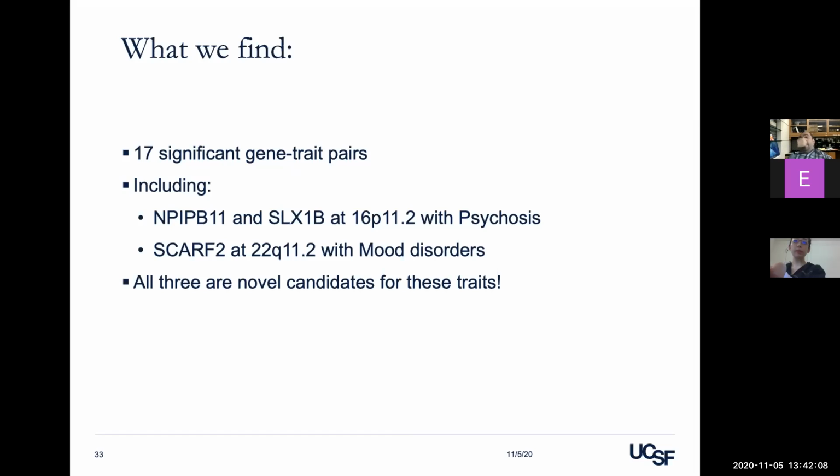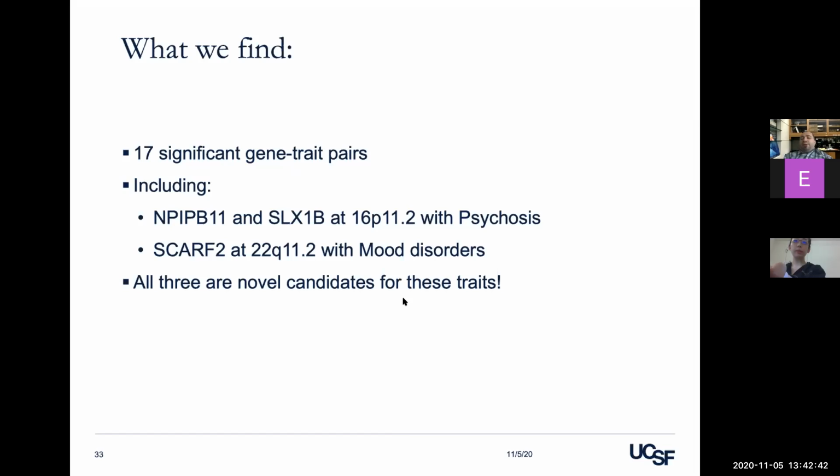Now, if you notice these are not the same traits that we tested earlier, right? We tested schizophrenia. We did not test psychosis. We tested bipolar disorder. We did not test mood disorders, because in these large data sets we look at a very specific definition of schizophrenia and bipolar disorder. Here, we look at some of these more subphenotypes like psychosis and mood disorders, and that allows us to pick up genes that we did not find just looking at schizophrenia and bipolar disorder.